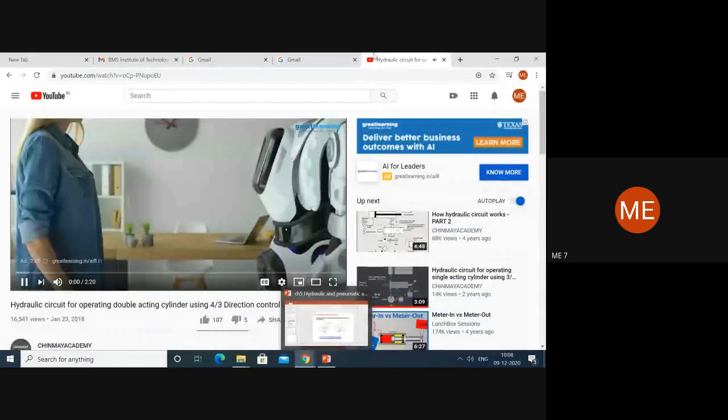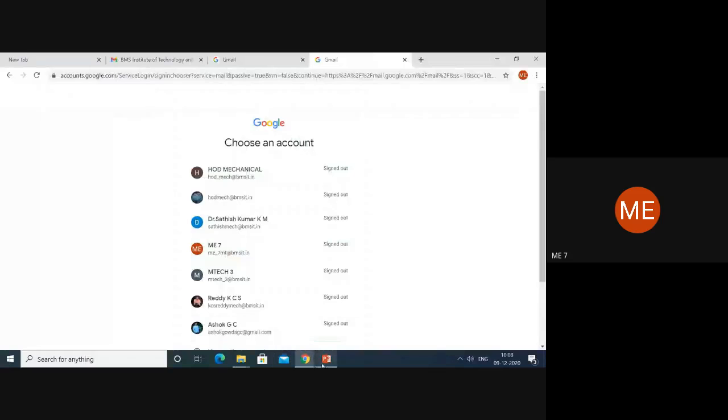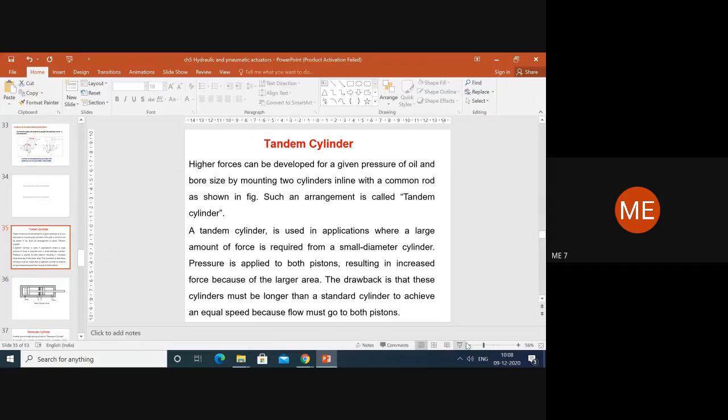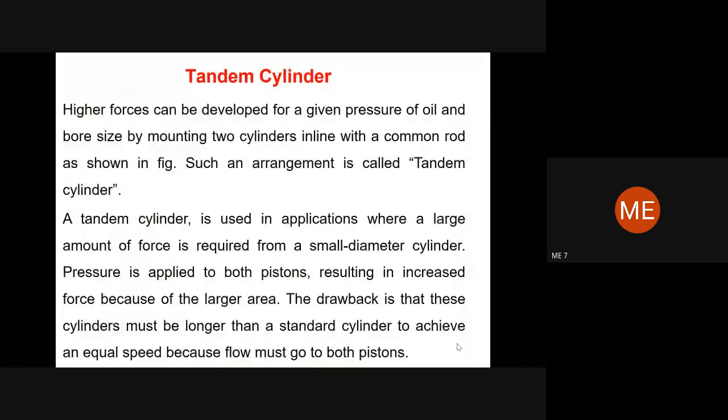Okay. So this is just to give a brief intro about how the single acting cylinder and the double acting cylinder are going to work as such. Right. Now after this, we'll have another two types of cylinder. So even though we have single acting and double acting, we have another two simple cylinders. This is called the tandem cylinder. Now quickly we just go with this tandem cylinder.